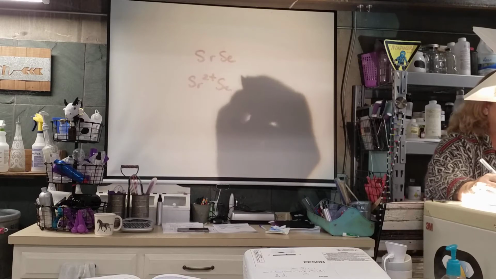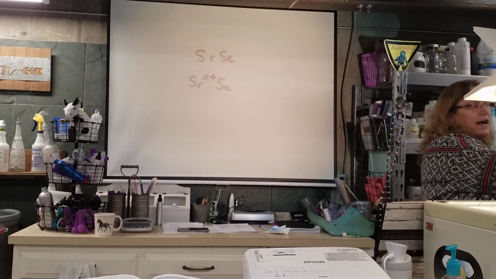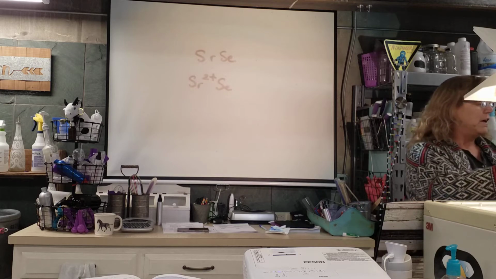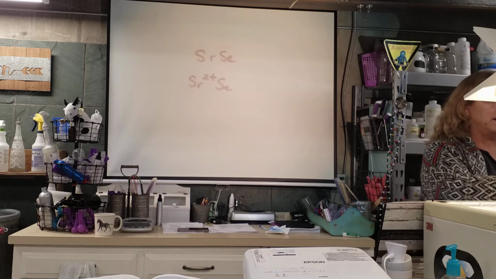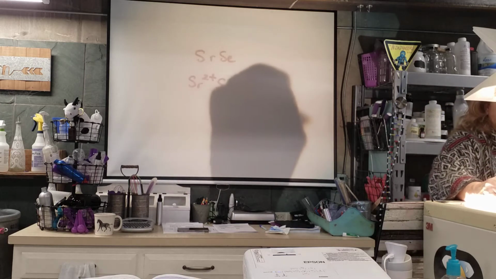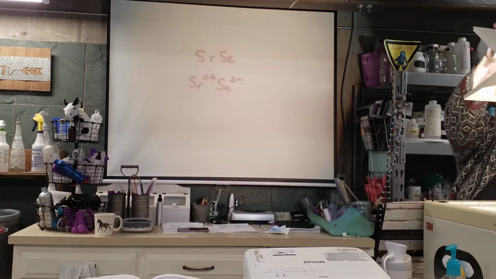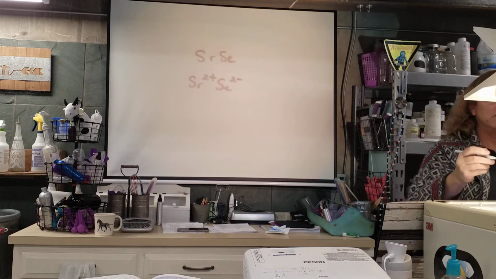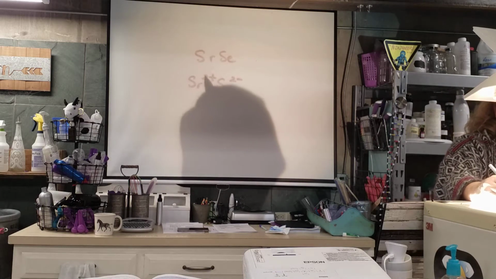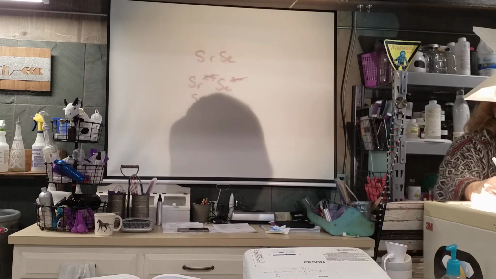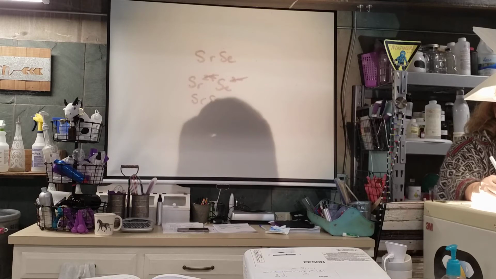And selenide on the other side, on the opposite side, remember metal and non-metal are often far apart from each other, and selenide has a 2 minus. Well, those balance each other out so that those charges cancel out, and so the chemical formula is just SrSe.